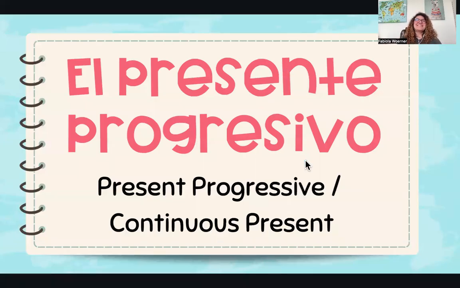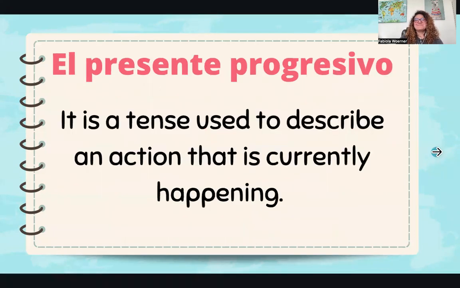Welcome back to class. In this class, we will be talking about el presente progresivo. That means the present progressive tense or the continuous present tense. ¿Qué es? What is it? It is a tense used to describe an action that is currently happening. It is always accompanied by a verb in the present tense, the verbo estar.